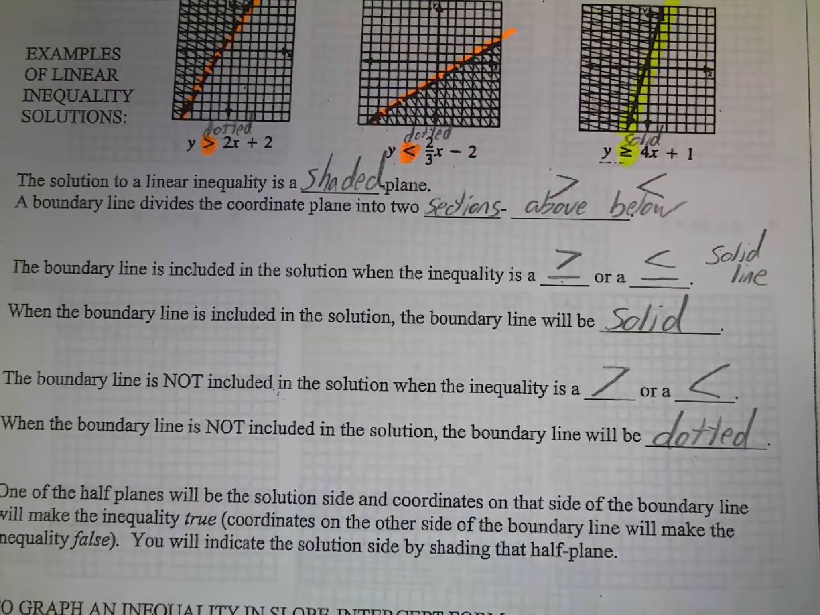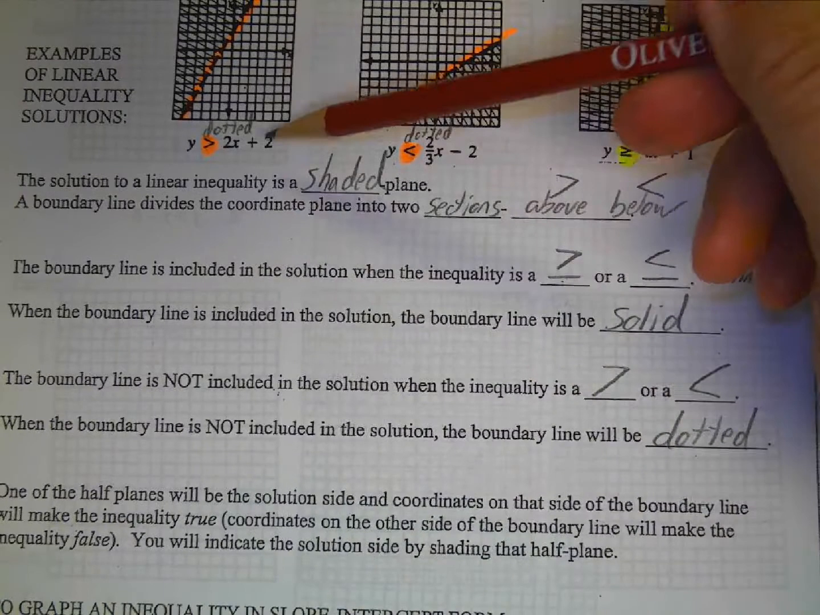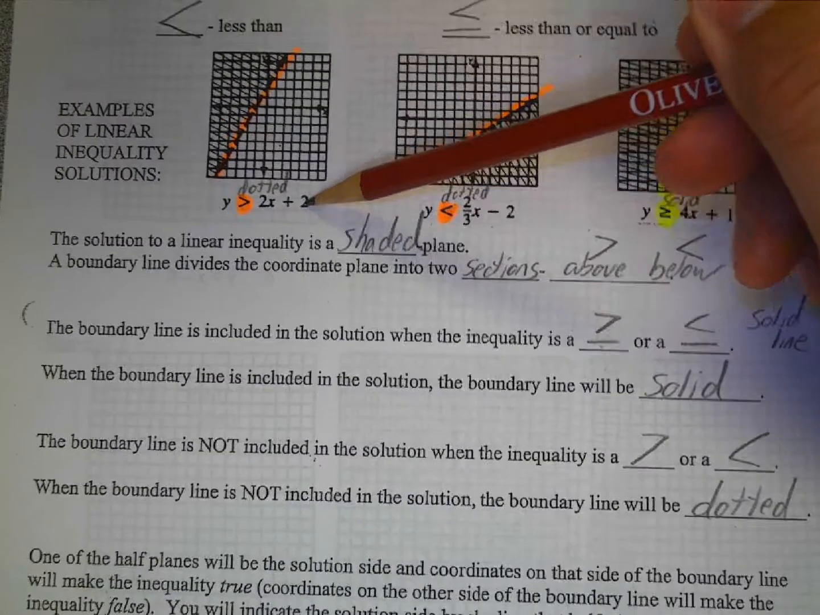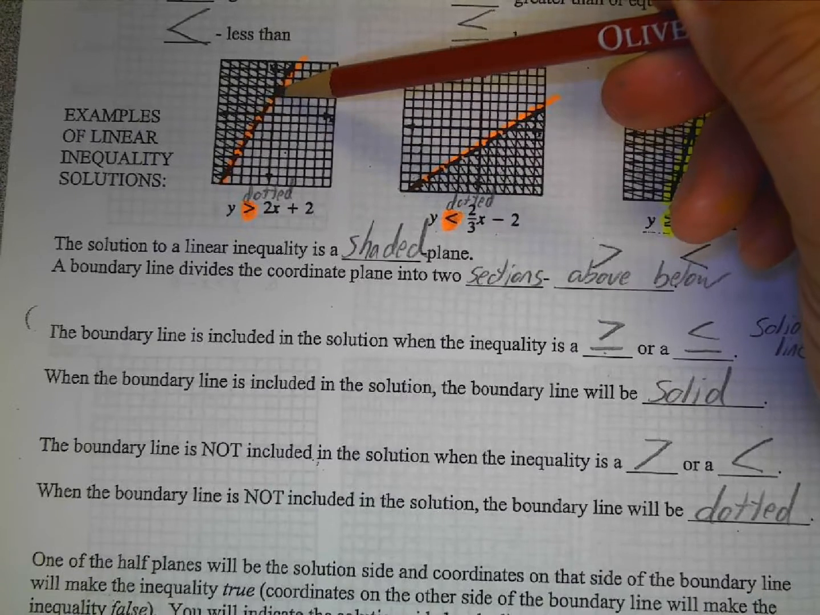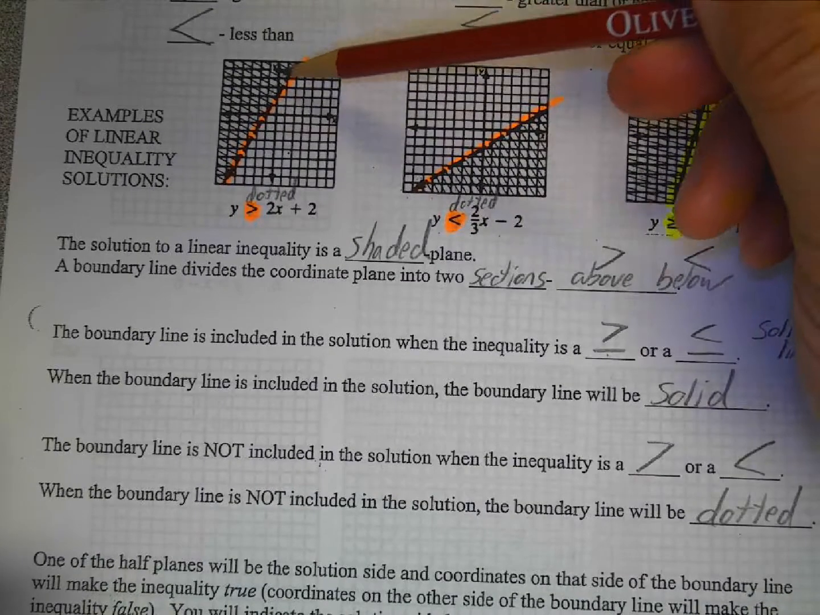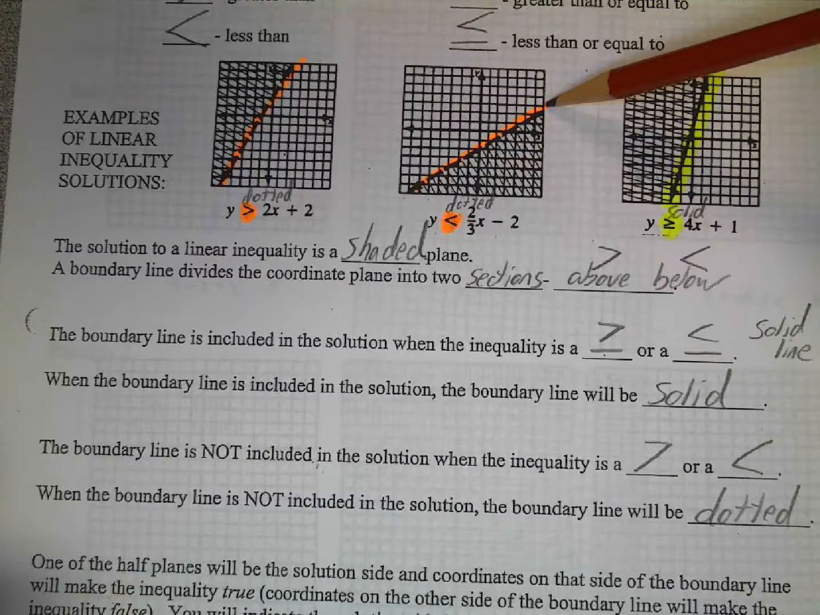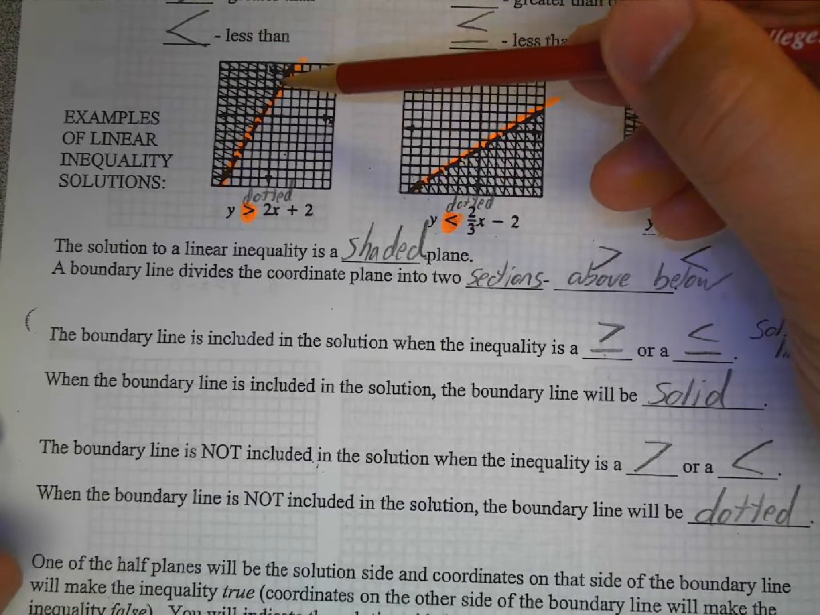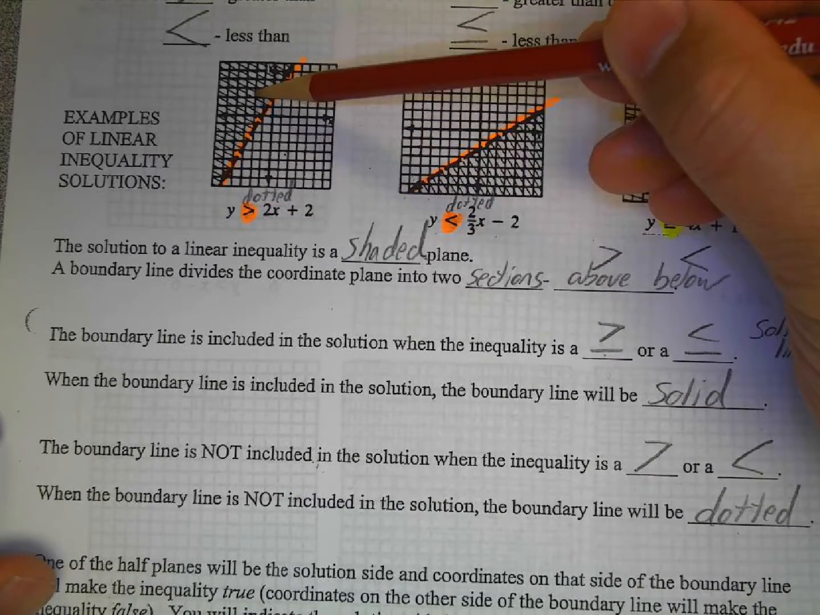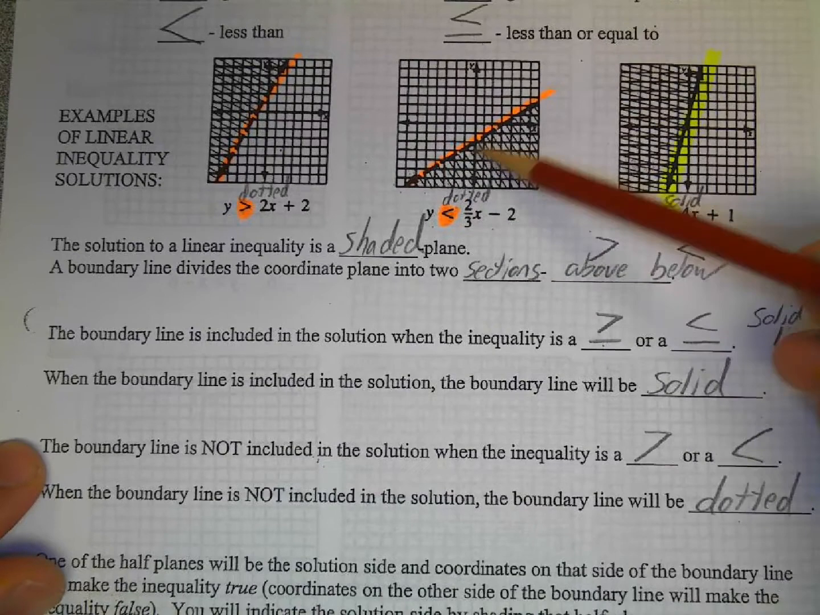All right, so we're going to go through some different examples of graphing the line. This one would start at 2, as you can see, goes up 2 over 1, up 2 over 1, and then we're going to dot the line. If it's just a greater than or less than, it'll be dotted. And then we're going to shade the plane. If it is greater than, we're going to shade above. If it's less than, we're going to shade below.